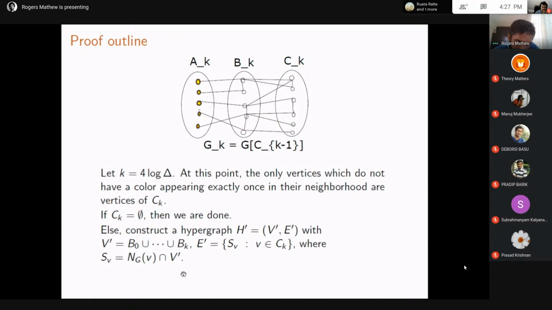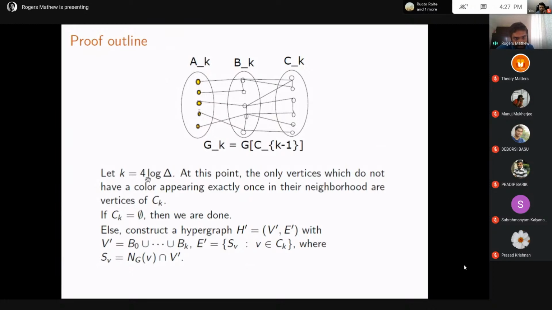I've written it down here. You have this hypergraph where the vertex set is all these central portions, B0, B1, union Bk, and the hyperedges are basically the neighbors of the vertices in Ck in these central portions.